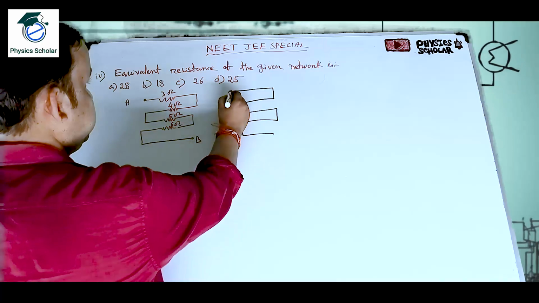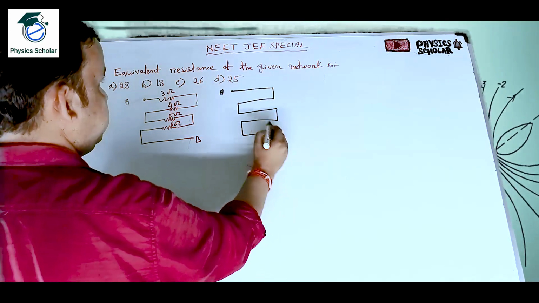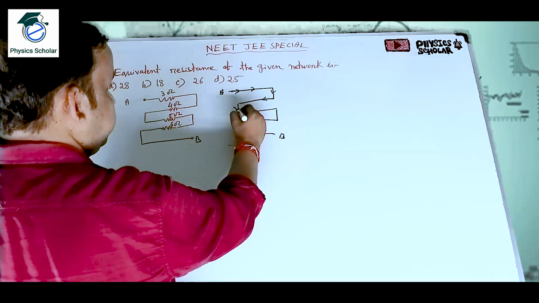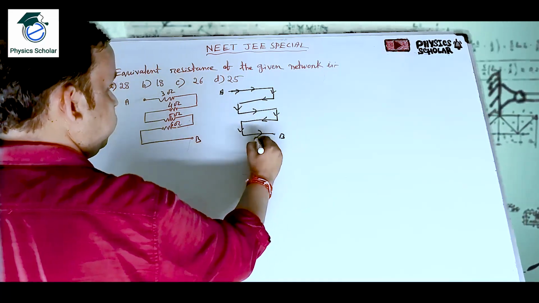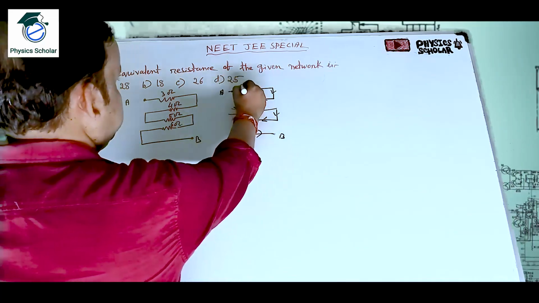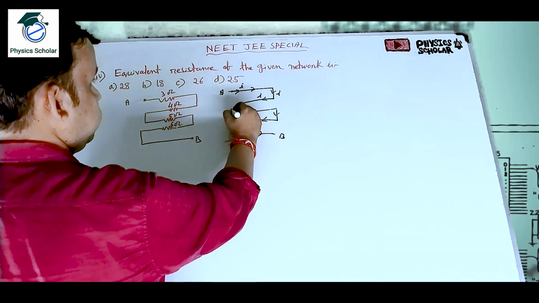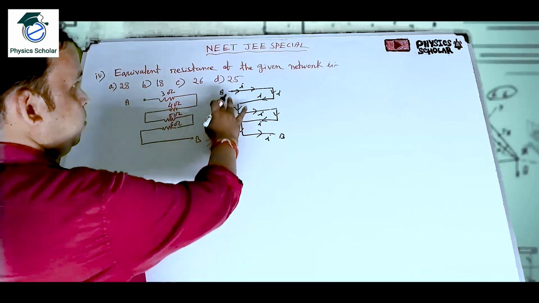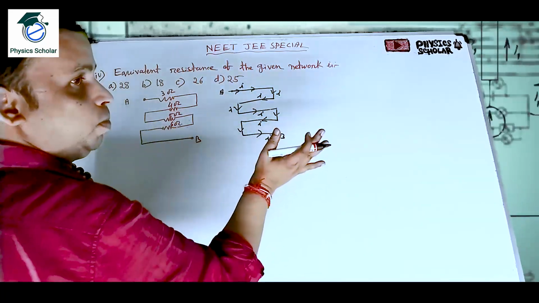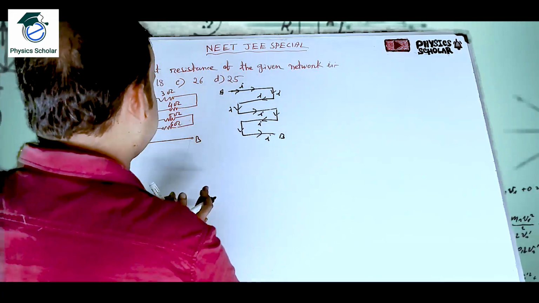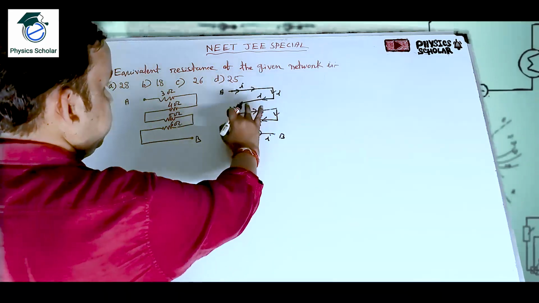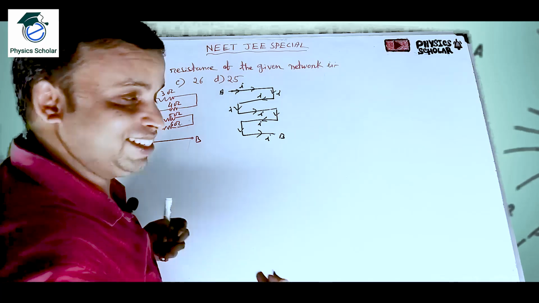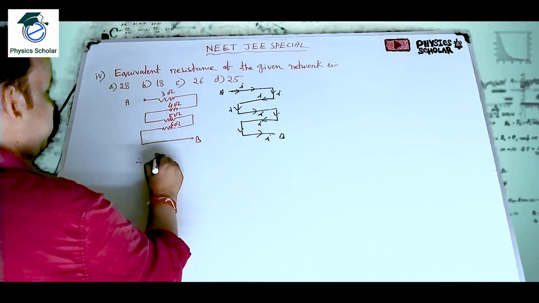Clear? Now, this is point A and this is point B. If the current enters, what will happen? The same current will flow like this, so no branching. Suppose it is current I, so it will be I everywhere. That means there is no splitting of current. The same current will flow through all the resistances. That means all are connected in series.